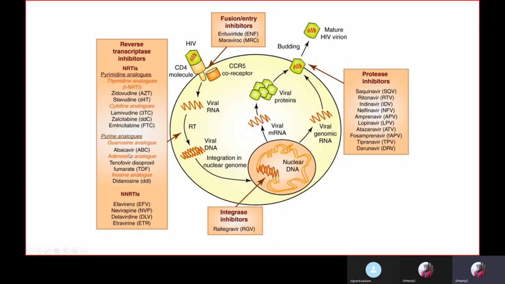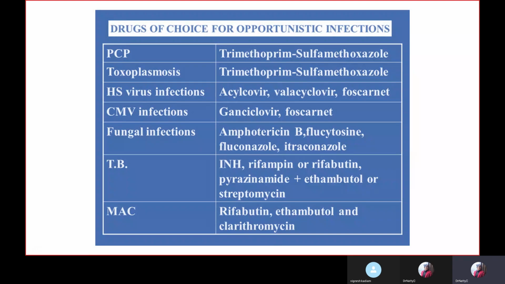So remember, abacavir and tenofovir alone, though they sound like they belong to integrase and protease, belong to the RTI group. Most of the questions will have the option abacavir or tenofovir. So always remember, abacavir and tenofovir belong to reverse transcriptase inhibitors. And do not get confused with the name raltegravir also. Raltegravir belongs to integrase inhibitors. Next is the drug of choice for opportunistic infection.